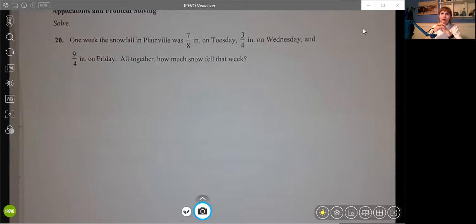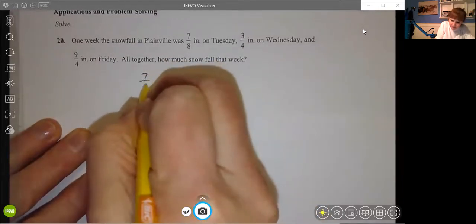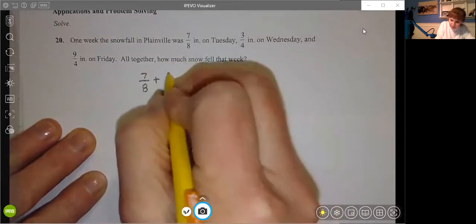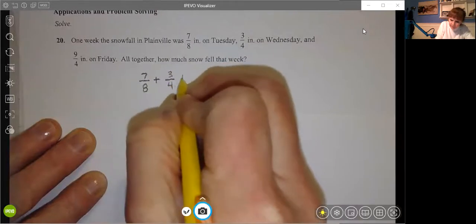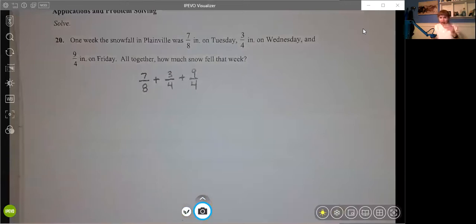Altogether, how much snow fell that week? So they want to know the total amount of snowfall. So you're going to add these fractions together. So you'll be taking 7/8 plus 3/4 plus 9/4. When I add these three numbers, these three denominators need to be common.